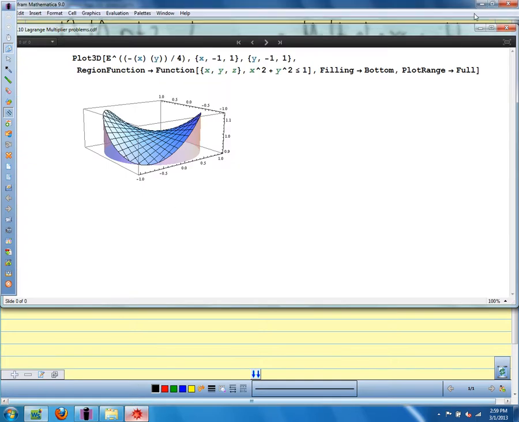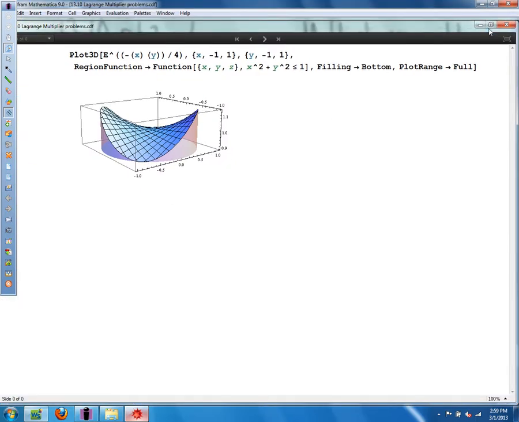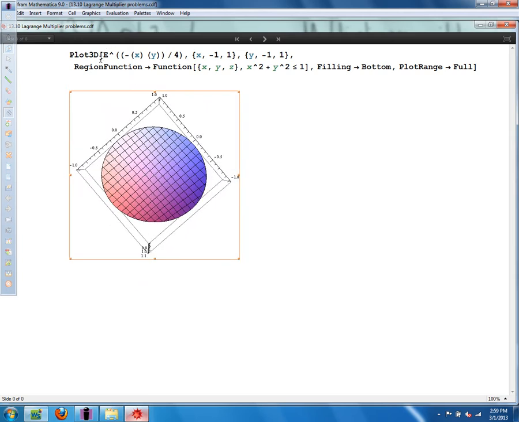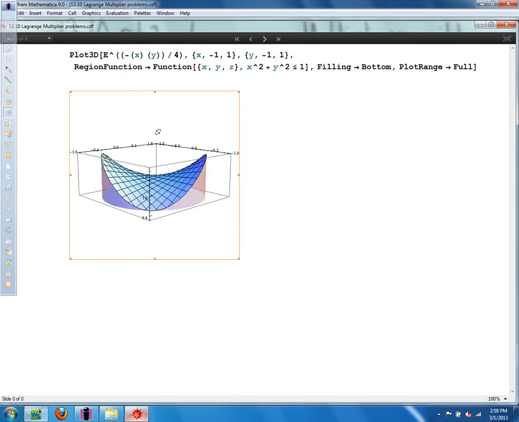So there's our surface. And the function we were maximizing was e to the minus xy over 4, and our constraint was the circle x squared plus y squared equals 1. So there's our constraint circle, and this is the interior of the region. So there's our function graphed there.